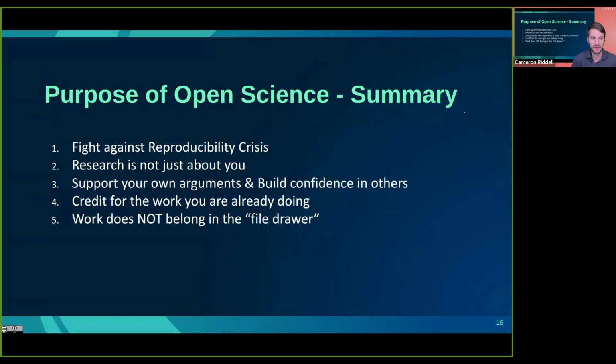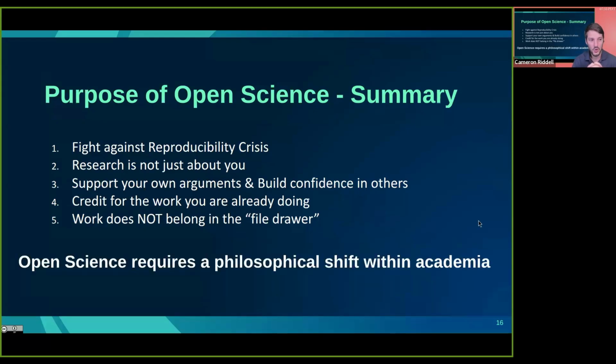And then finally, we know that our work does not belong in the file drawer. Our work that's thoughtfully carried through and well planned out deserves to be published, deserves to be in the spotlight so that other people can make use of that work and continue building on top of it. Just because something doesn't work out the way that we thought it did does not mean that we cram it into the bottom of a drawer, never to see the light of day.